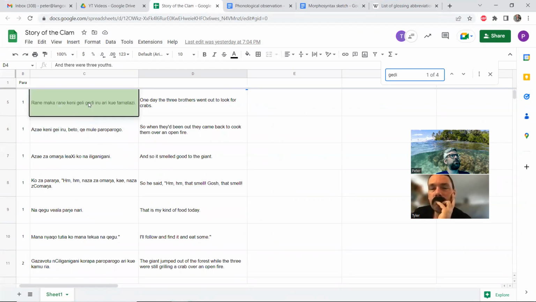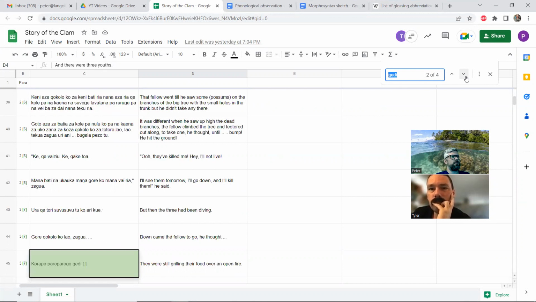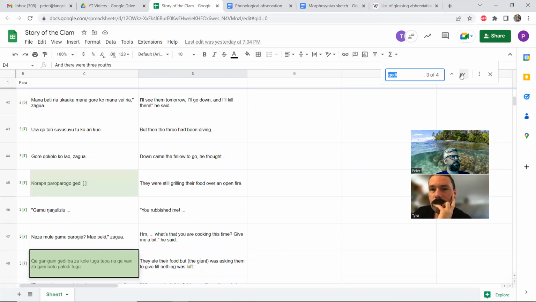So they went out to look for crabs. They were still grilling their food over an open fire. So Yendi is probably referring to the crabs in the earlier one. They, Gani, must be eating. Yendi, they're eating their food. So Yendi is their, 3PL possessive, food. Their food, Yendi. It would be hard to argue that it's not.